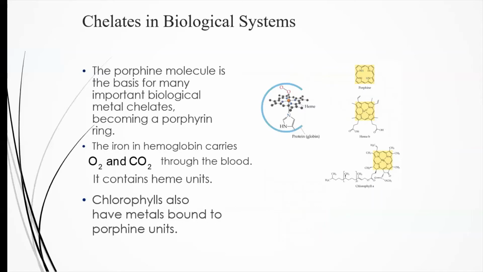The porphyrin molecule is the basis for many of these biological metal chelates, right? And it becomes what we call a porphyrin ring. An example of this is the iron in hemoglobin, which carries O2 and CO2 in the blood. It contains these different heme units here. You can see how heme is tied in with our protein on top and the protein on the bottom. And so it's getting chelated there, with these different agents attaching around that iron to open it up in order to hold on to that O2.